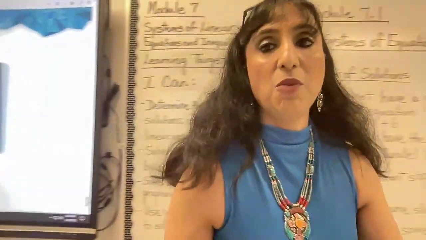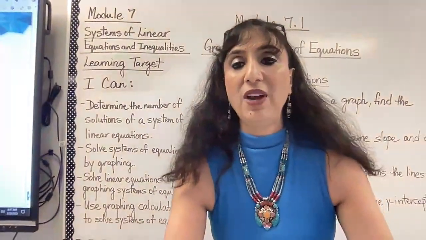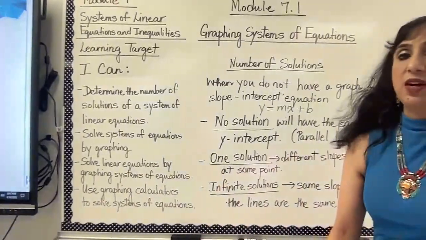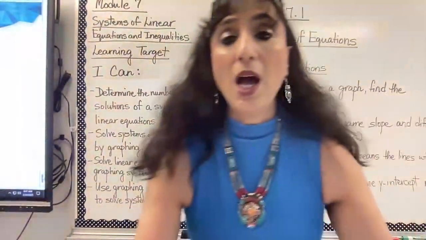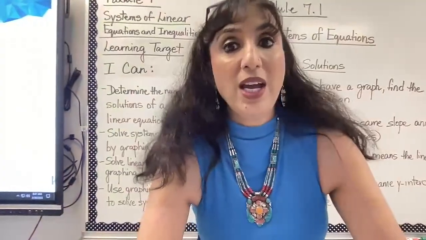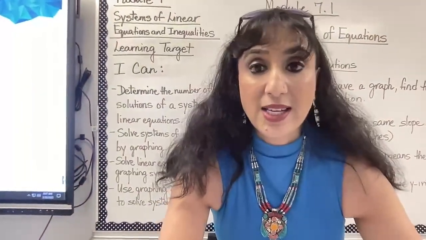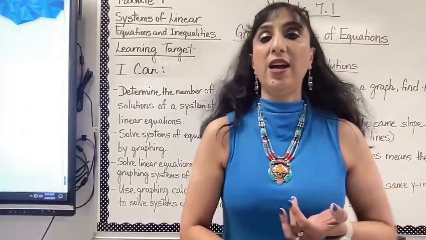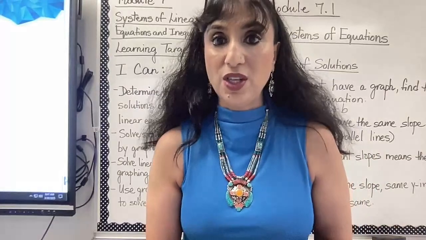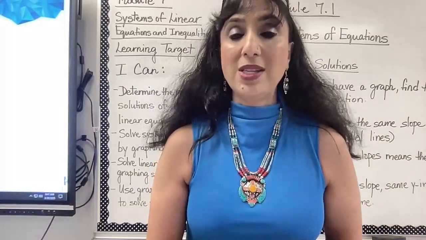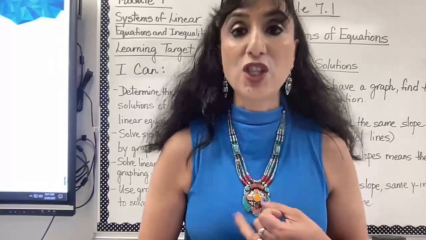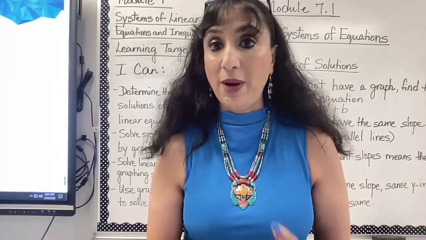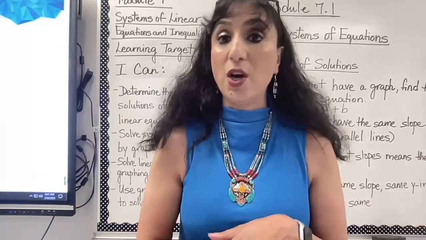This is again module 7.1. We are graphing our systems of equations. Just remember, just by looking at an equation, I can tell whether there is going to be one solution, an infinite number of solutions, or no solutions. So once again, when they have exactly the same slope and a different y-intercept, it's going to be parallel lines, so there is going to be no solution.